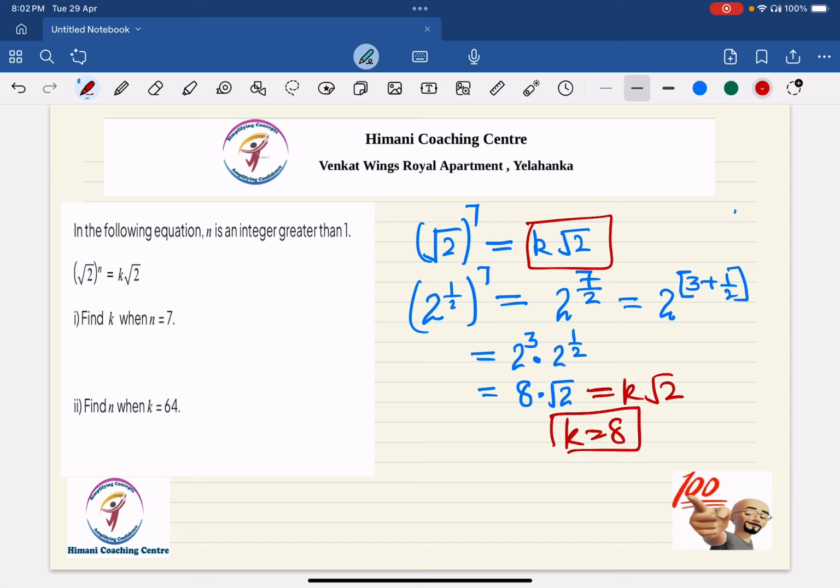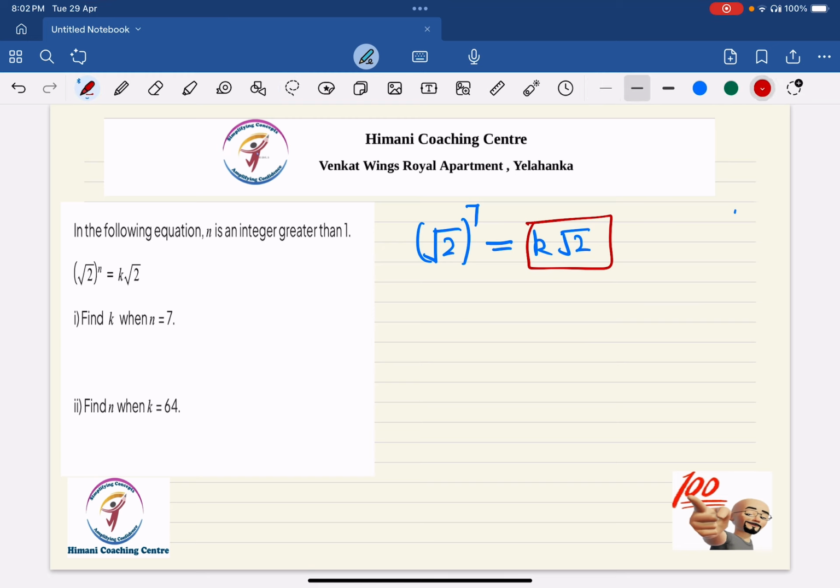Okay, so this is one way of working. Let us say you find this bit tricky. So what is the other way of doing this? Let us do that as well. So root 2 to the power 7 means root 2 into root 2 into root 2, and we have to do that 7 times. So let's do that.